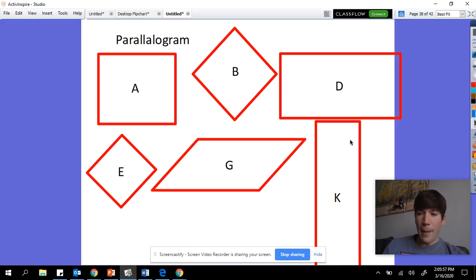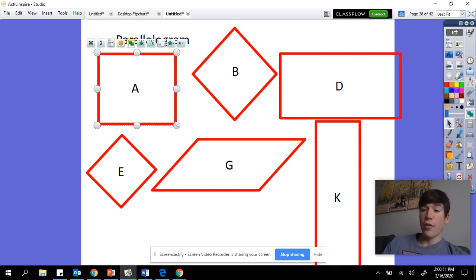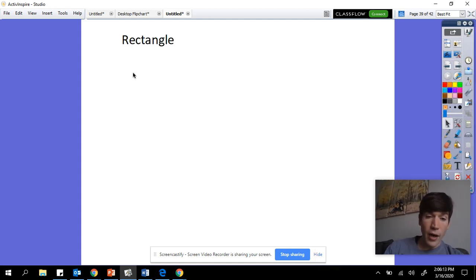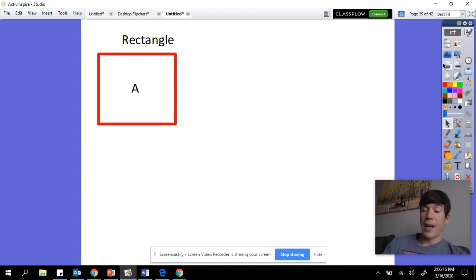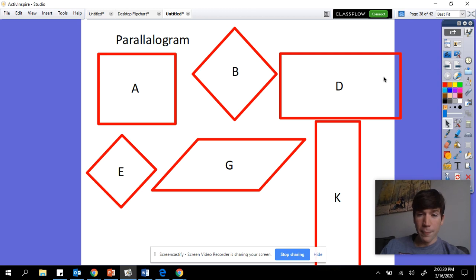Now, if I look at my parallelograms, some of these parallelograms also qualify as rectangles. So the first one that we're going to look at, A, is definitely a rectangle. Now you might be thinking, well, A is a square. Squares are rectangles, guys. Every square that you're ever going to see is going to be a rectangle as well.